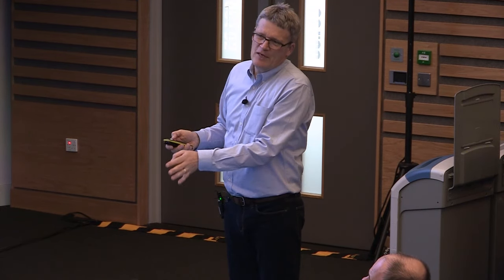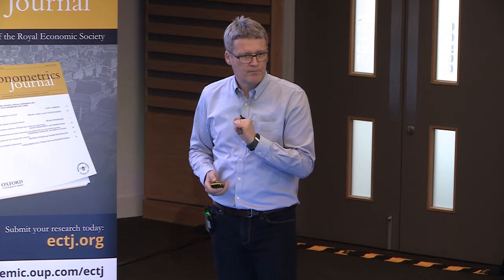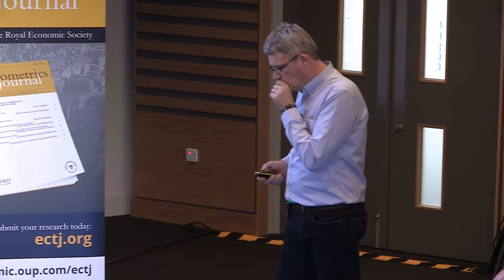And for this slide, I'm just pointing out explicitly that you don't have to use the logistic. Again, you see that the probability is higher in time period 1 than in time period 2, depending on whether this is greater than this. And again, you can use a maximum score conditional on the x's being the same for player number 2. So again, you can identify beta in a model like this.